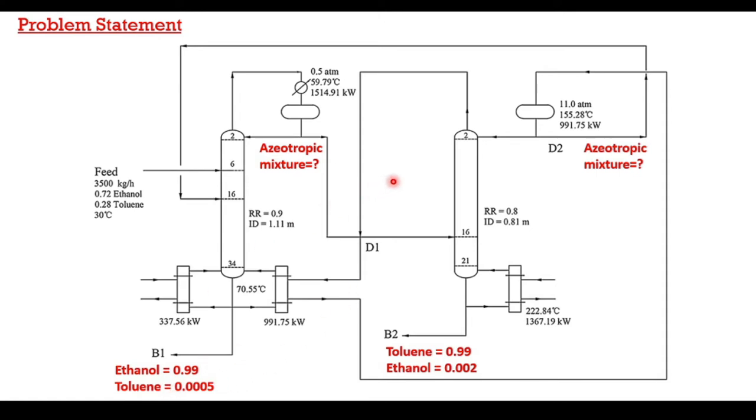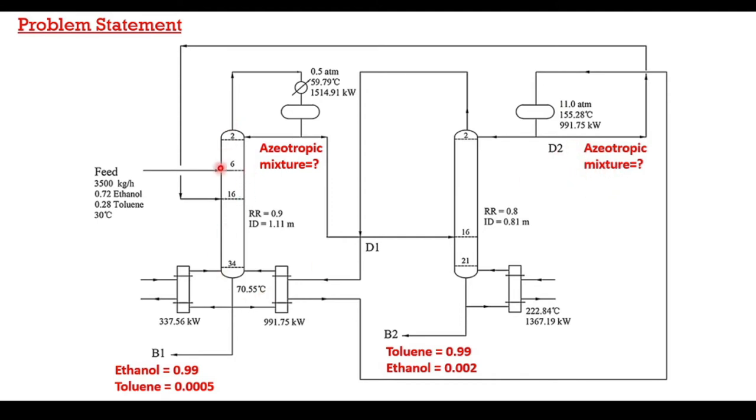Then the azeotropic mixture from the first low pressure column will pass through the second, high pressure distillation column that operates at 11 atm pressure, and the reflux ratio is again given, 0.8. Again, at higher pressure we will see, at 11 atm, what the azeotropic composition of this ethanol and toluene mixture would be.